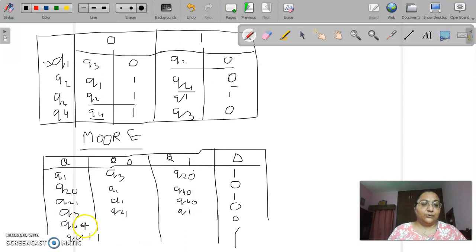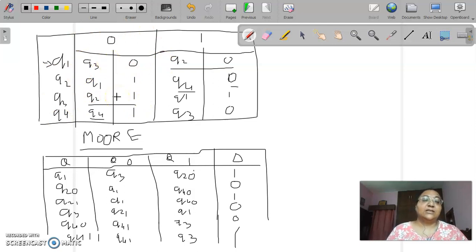Then we have Q4 0. Q4 as output with that state which has output of 1. So we will write Q4 1 here, and Q3 is unsplit, so we will just write Q3 here. Then Q4 1, we will write Q4 1 because we have to write the state with the output of 1, and then we will write Q3. And this is the corresponding Mealy machine.